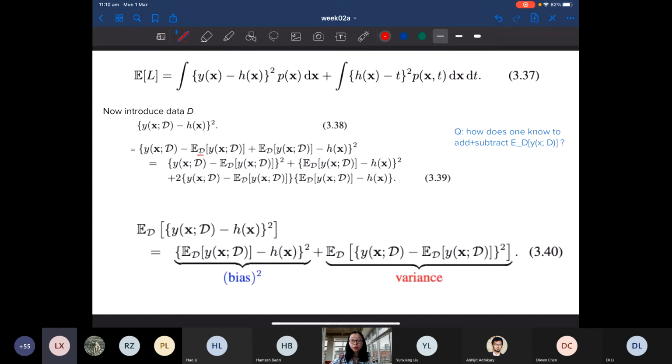And now we use the same trick of adding and subtracting the expectation of y of x given the data subset D over the subsets. As said, we use a lot of expectation signs here, and which exact variable they are taken over is important. Again, it breaks down into two square terms and also a cross term.